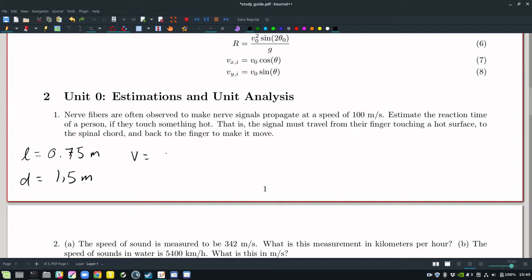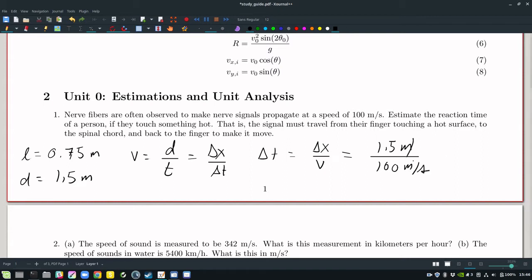Using the definition of velocity, we have d divided by t, or delta x divided by delta time. So it's a time duration and a displacement. And so we're being asked to solve for delta t. So that's going to be delta x divided by v. And so that's 1.5 meters divided by 100 meters per second. And the units will come out in seconds.